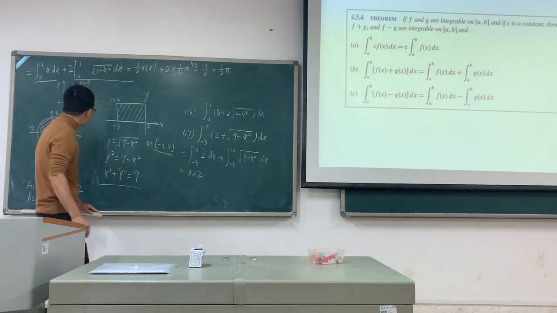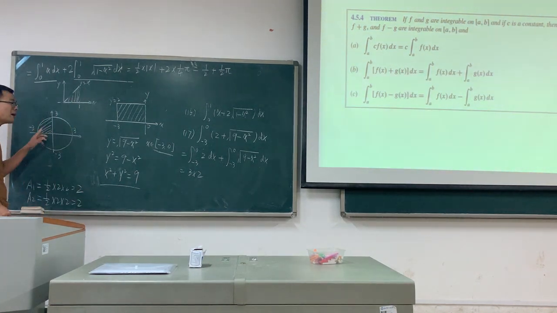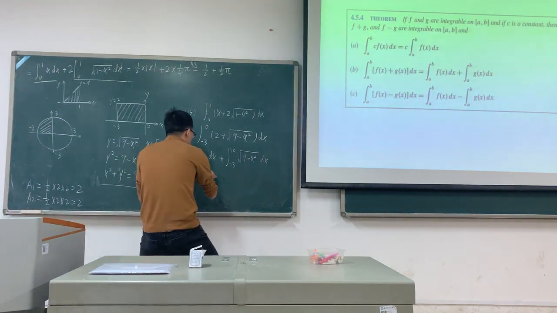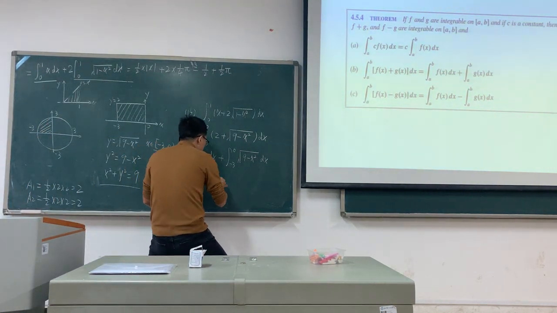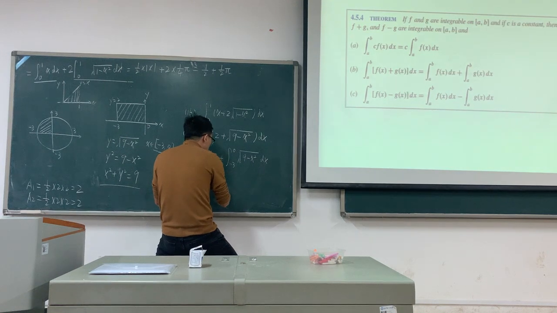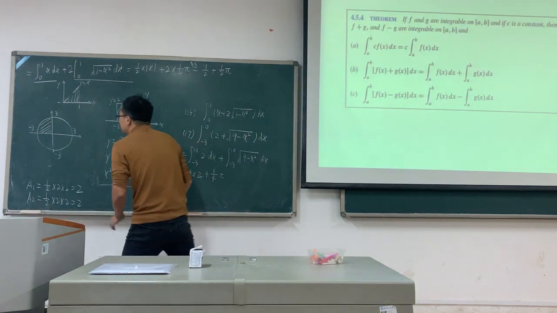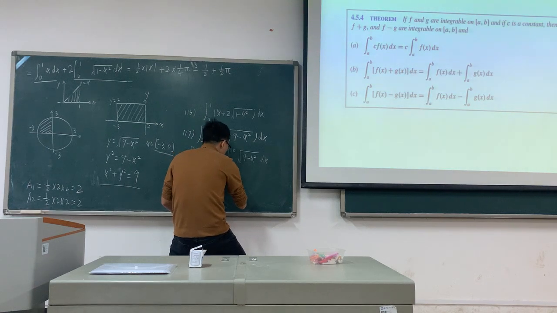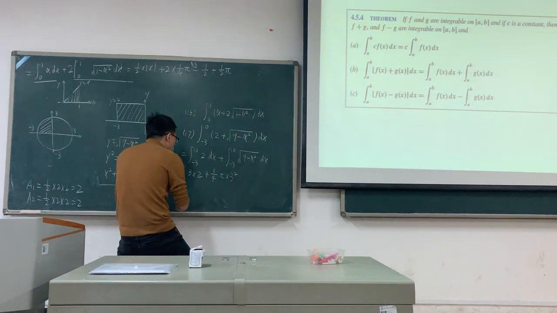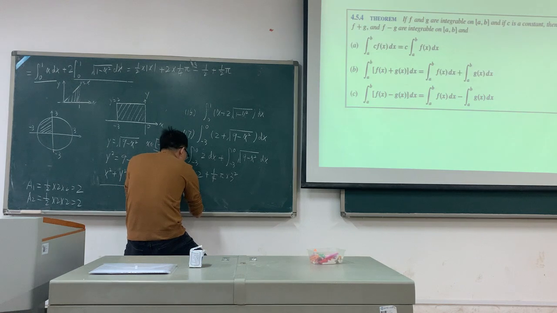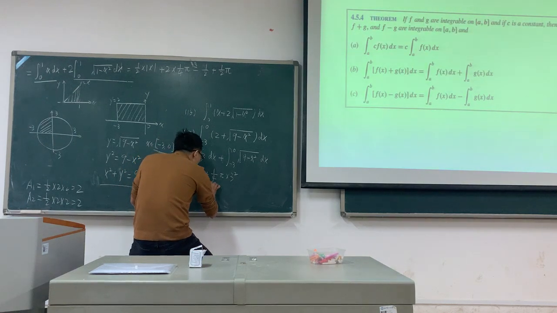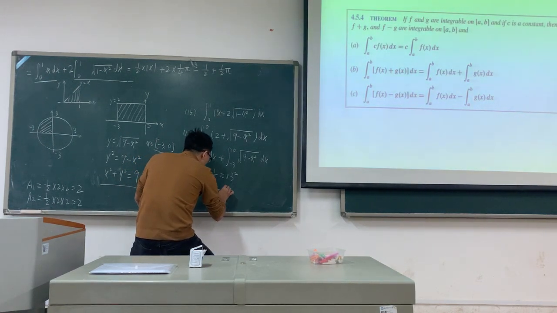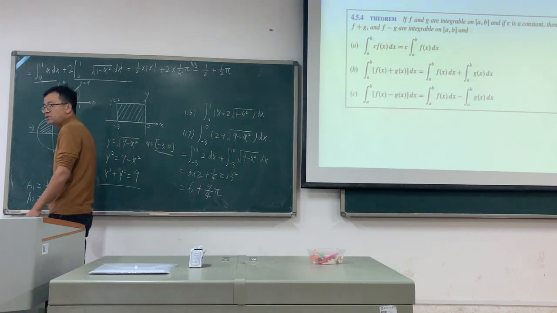So the area actually is also 1 by 4 the area of the circle, yeah? So here plus 1 by 4 times the area of circle, pi r squared. R is 3, yeah? So pi times 3 squared. So the result actually is 6 plus 9 by 4 times pi, okay? So this is the result.